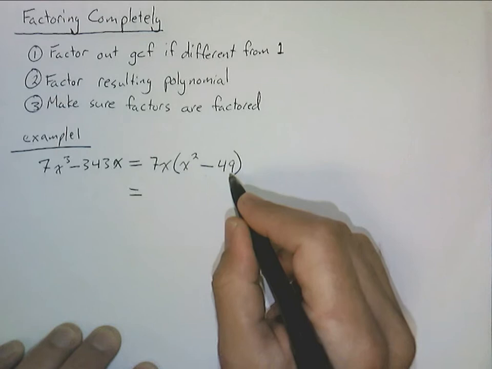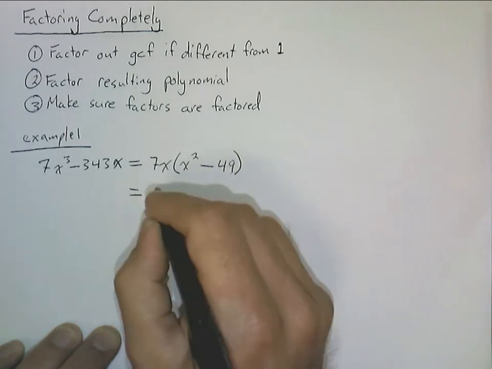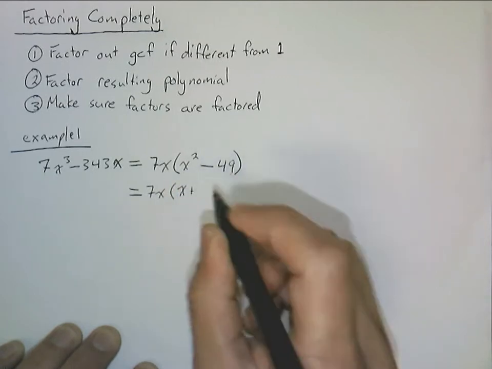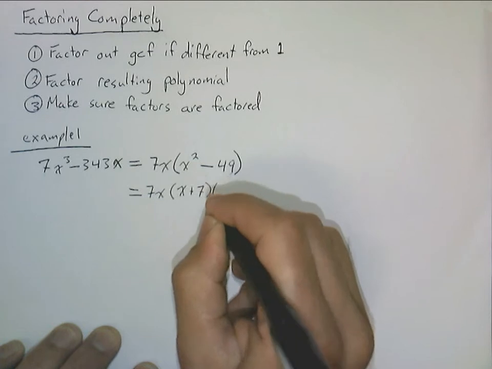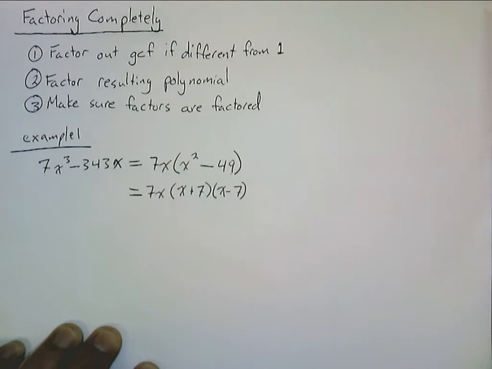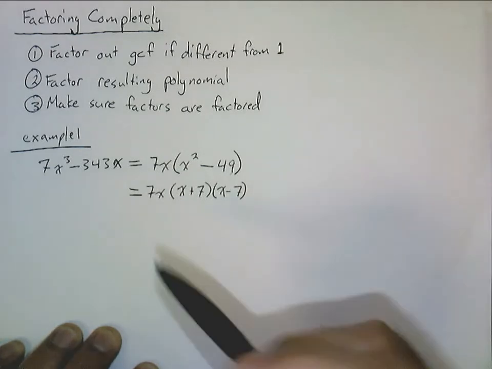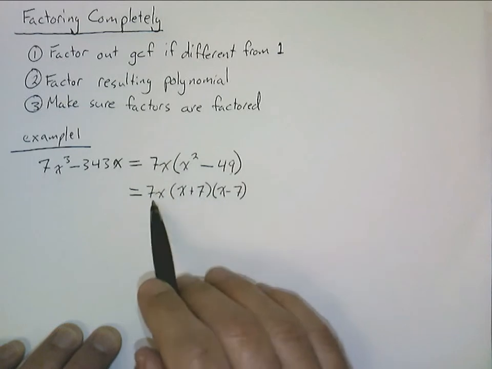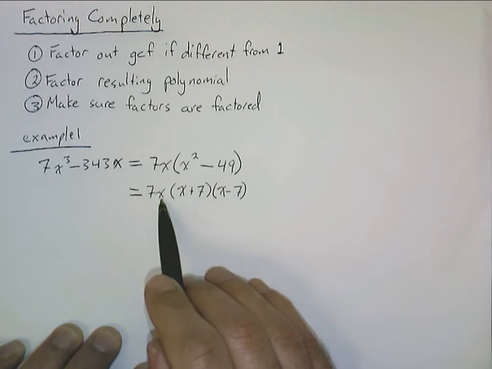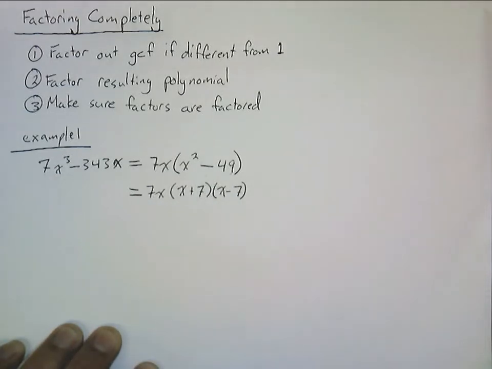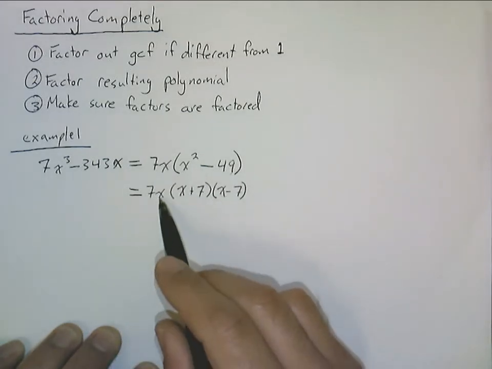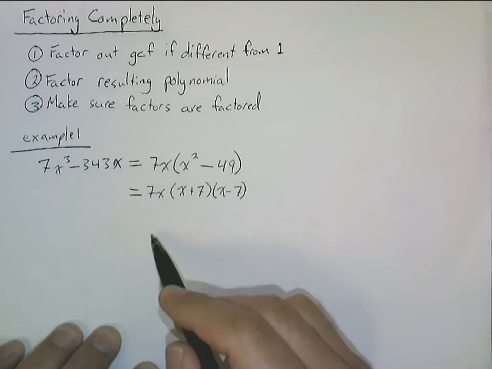And wouldn't you know it, 49 happens to be a perfect square. So this is going to be 7x times x plus the square root of 49, which is 7, and x minus that square root of 49, which is also 7. Then we just want to make sure that each factor is factored. So 7, well, that's prime, that's good, no problem, x. And these two are both linear factors, as is the x. And linear factors are always factored. You can't factor them anymore. They're what we call irreducible in polynomial terms. It's the same thing as prime for numbers.